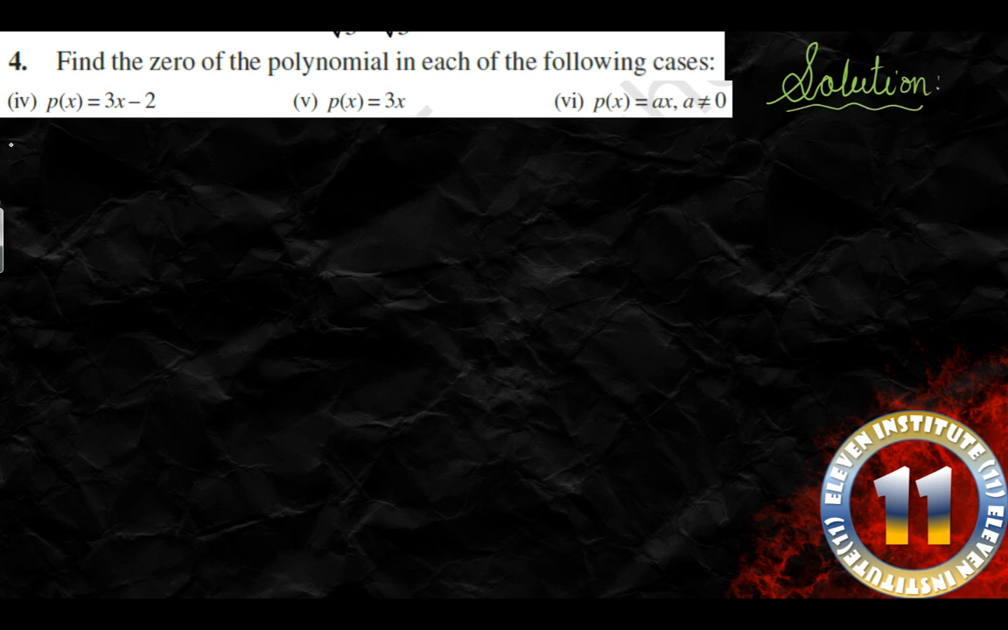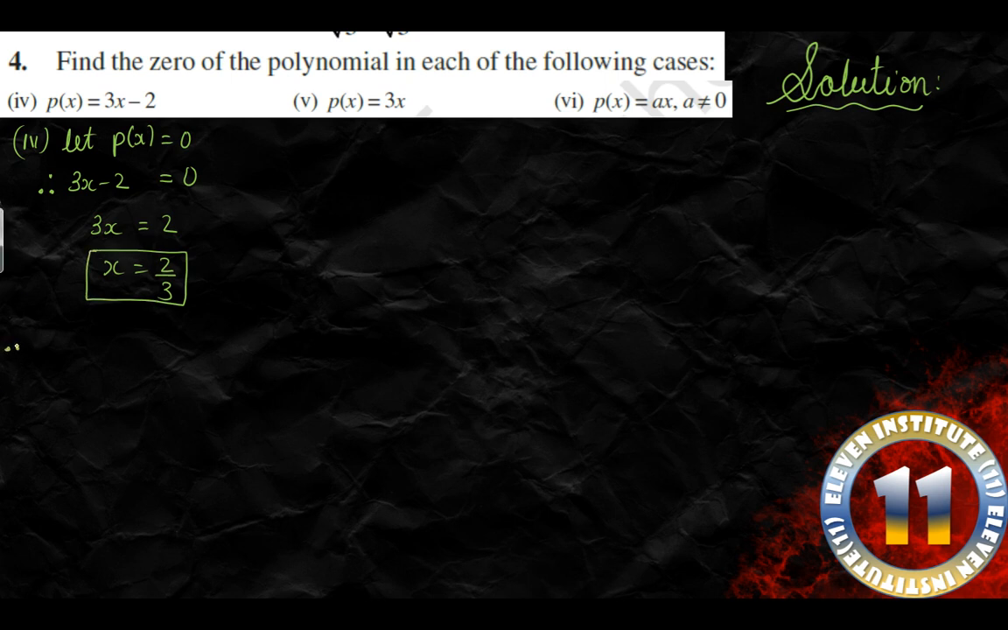So let us see the fourth one first. What we will write over here, let p(x) is equal to 0. Now instead of p(x) we will write its value, which is 3x minus 2 is equal to 0. Minus 2 will go to the other side and it will become plus 2. 3 is in multiplication over here. When it goes to the other side, it will go to the denominator. So we get the answer x is equal to 2 by 3.